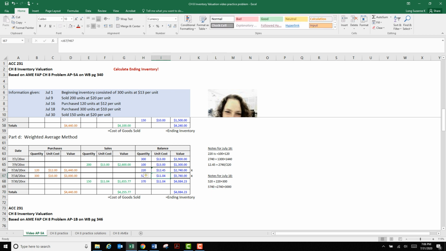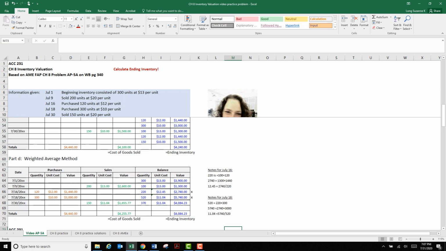And how did we get the 11.04? 11.04 is the total value, the total amount, divided by the units. So 11.04 is 5,740 divided by the units, 520. So again, the weighted average method is the one that sometimes gives students some problems. This would be one that might be worth going back through and double checking your calculations just to make sure you're A-OK. And we are going to stop right there.